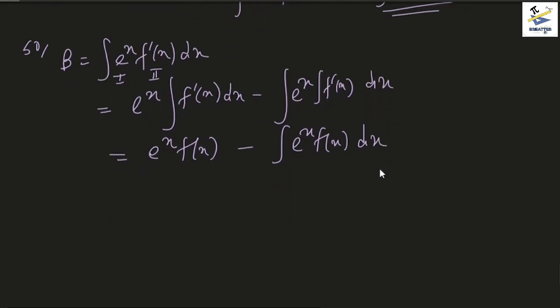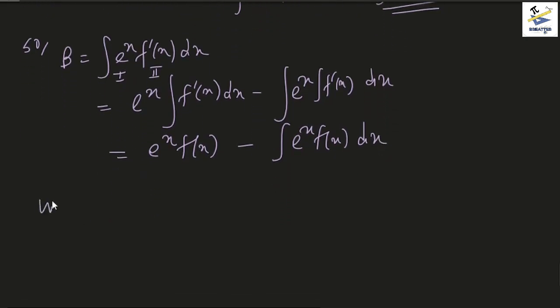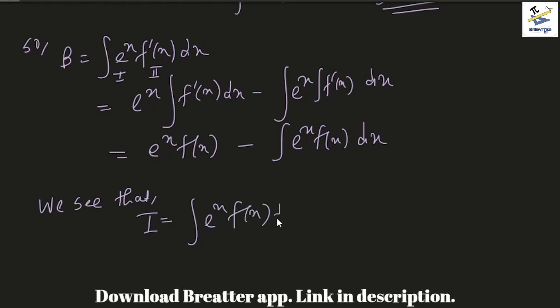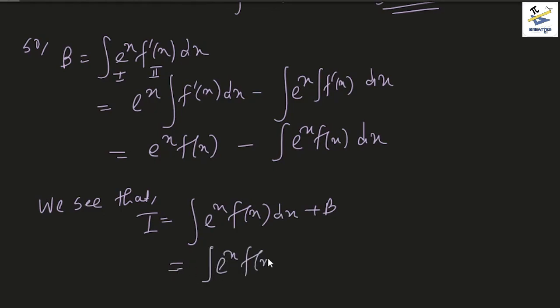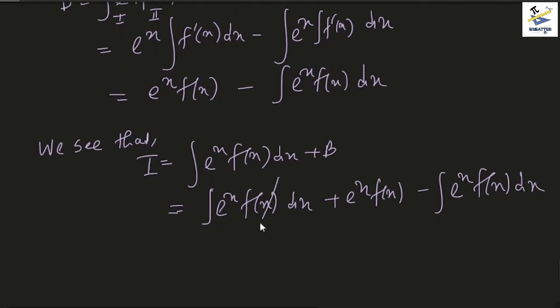So if we put the value of b there, we see that I equals the integral of e to the power x f of x dx plus b, where b is our desired integral which we have just evaluated using integration by parts. It becomes e to the power x into f of x, minus the integral of e to the power x into f of x dx. And as you can see, these two integrals cancel off because they are exactly the same thing. So the answer is just e to the power x into f of x, which is the answer for the integral.